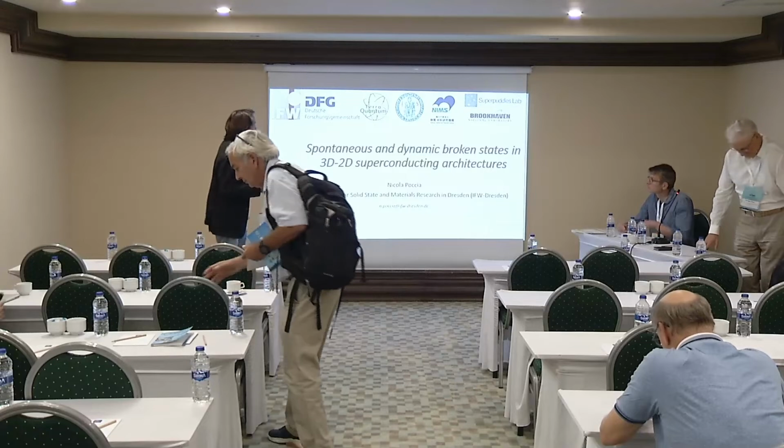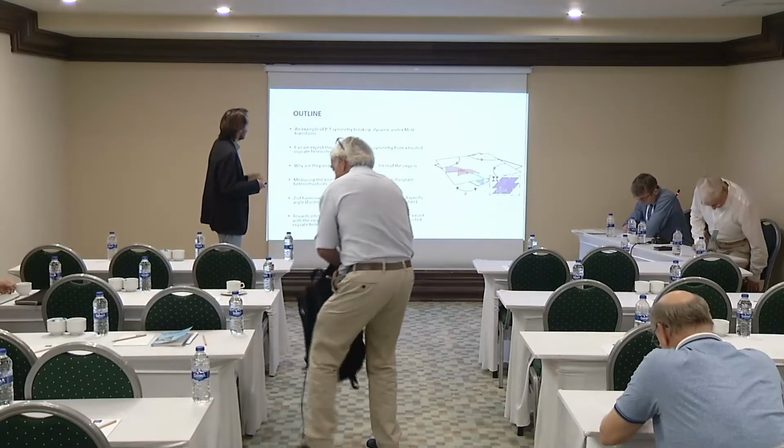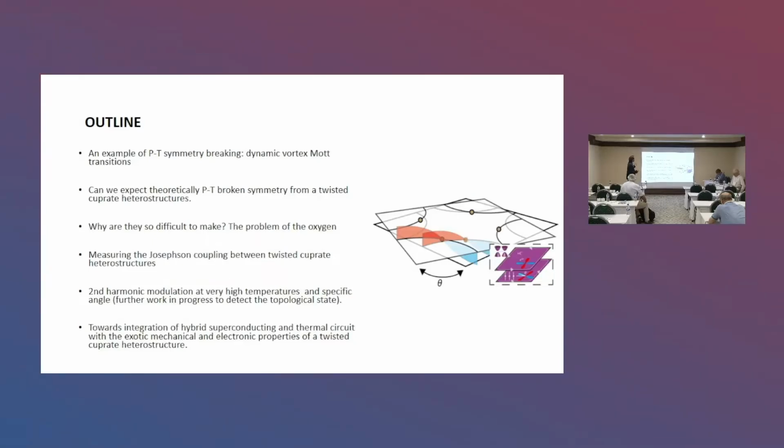I work in Dresden, and I'm going to speak about an example of parity-time symmetry breaking, such as the dynamic vortex-Mott transition. I will use this as an example to show that architectures, even with the same element, if carefully designed, can lead to interesting broken states. The question will be: what can we expect theoretically of time-broken states from, for example, twisted cuprate heterostructures, which is what I'm working on right now. I will also explain why these heterostructures are so difficult to make, specifically the problem of the oxygen.